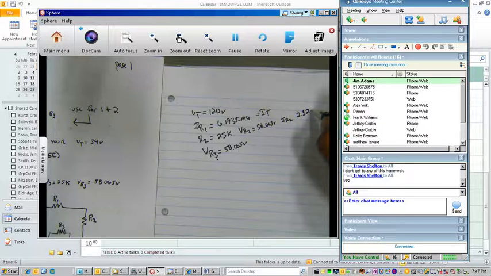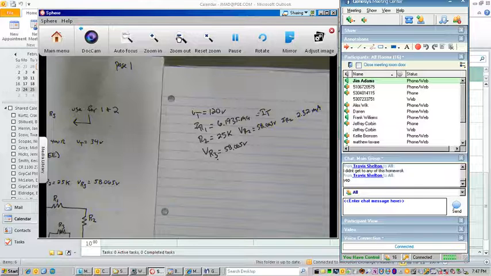Okay, the second one. We have a total voltage of 120 volts. I through R1 equals 6.1935 milliamps. R2 equals 25K. And the voltage across R3 equals 58.065 volts.